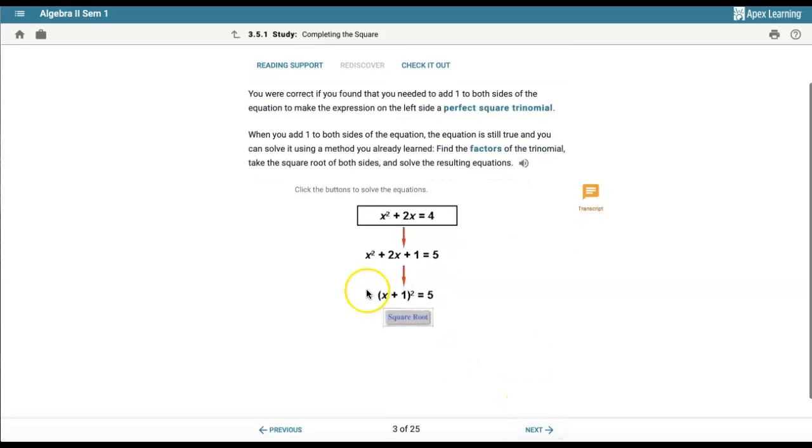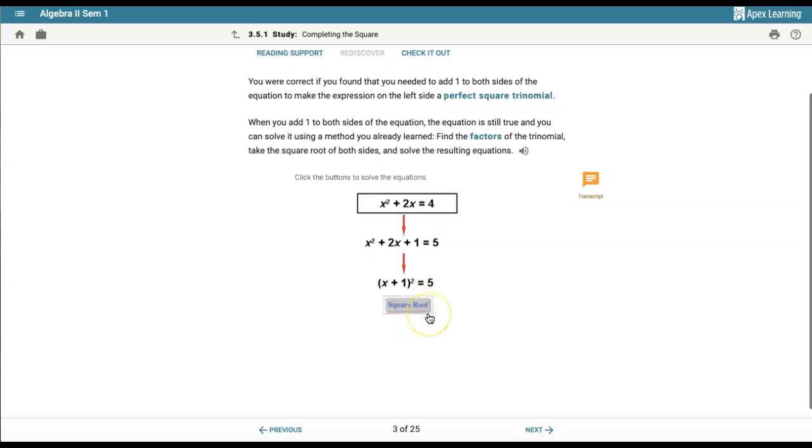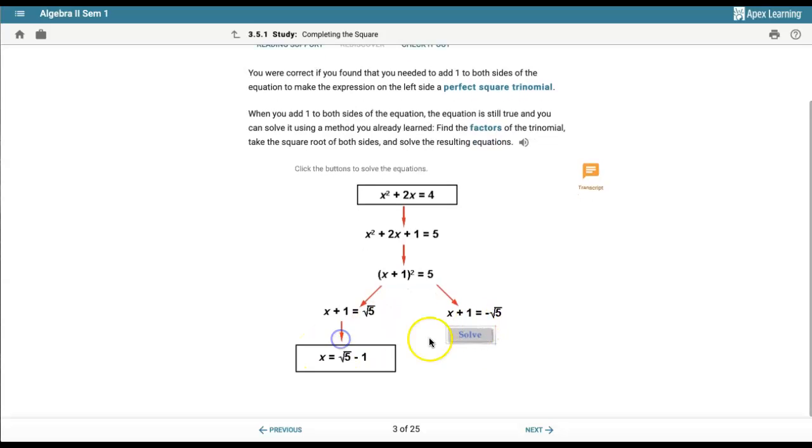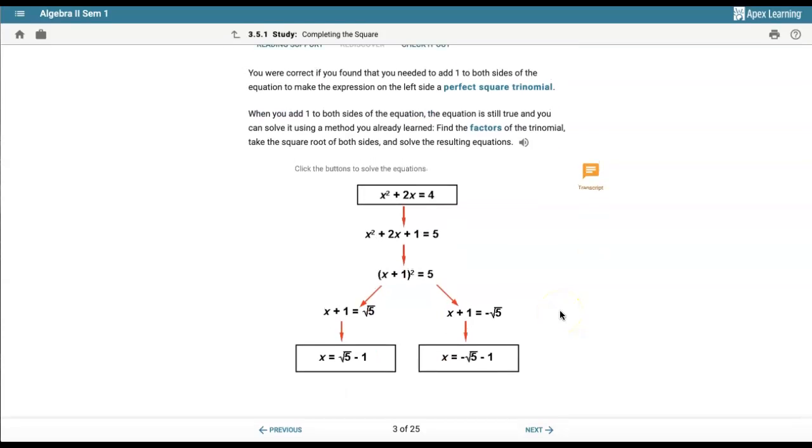Again, looking at it, we add 1 to both sides of the equation. We can then get this x plus 1 squared equals 5 equation. Then we just continue on with what we learned in the last unit. You take the square root, you have a positive version and a negative version, and then you solve for both of them. So again, this is all about completing the square.